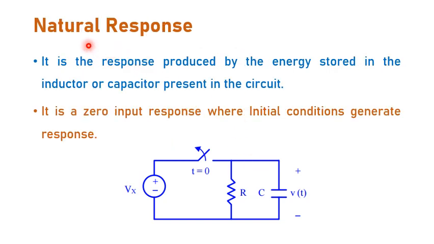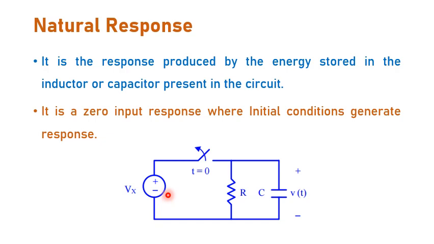Next is natural response. Consider the same circuit. Suppose the switch is closed for a long time, the capacitor would have charged to the supply voltage Vx. Now the current will be flowing through the resistor as well as the capacitor. Now open the switch. So what will happen?